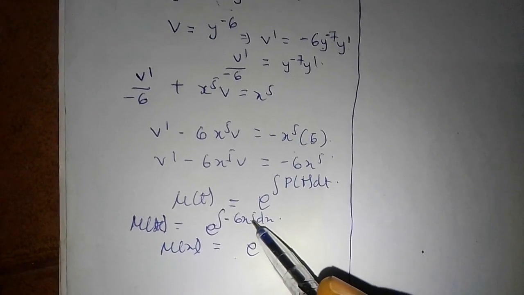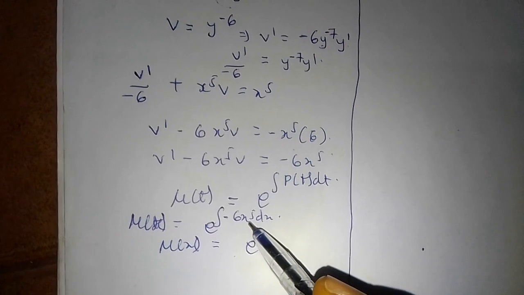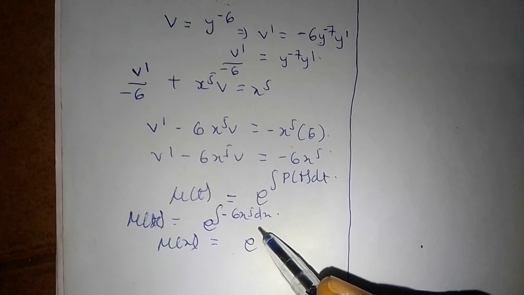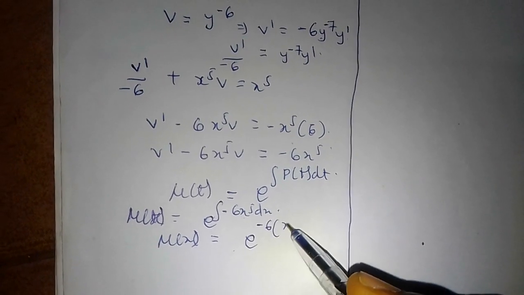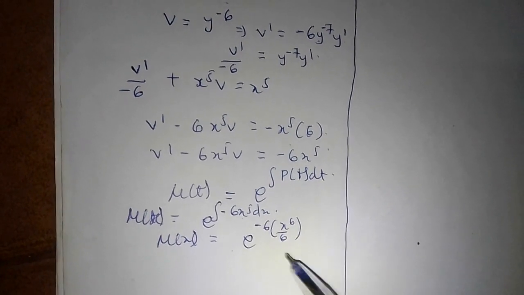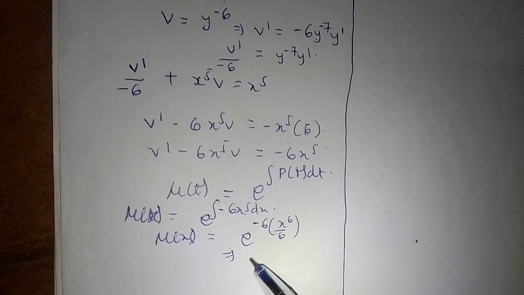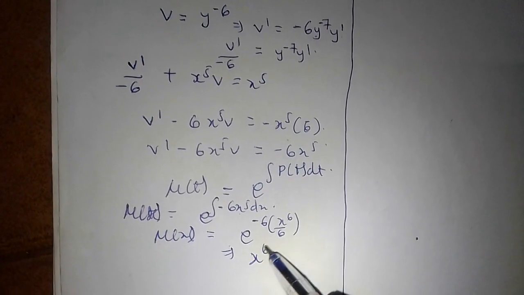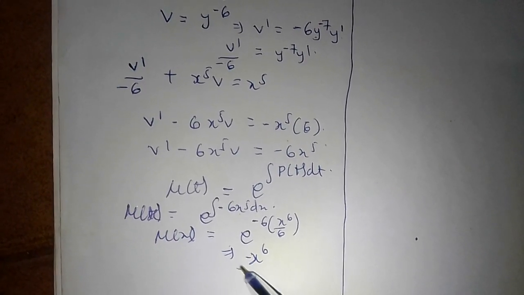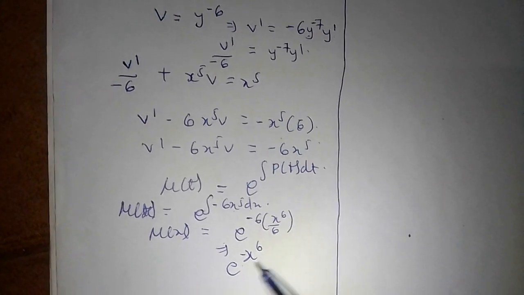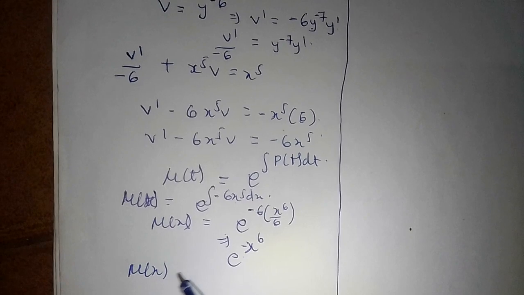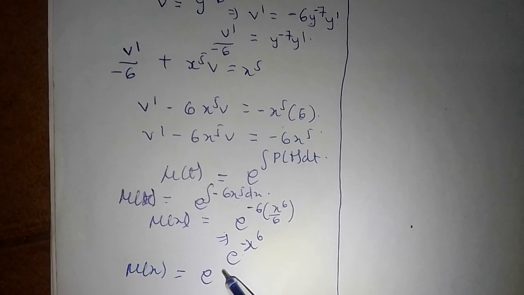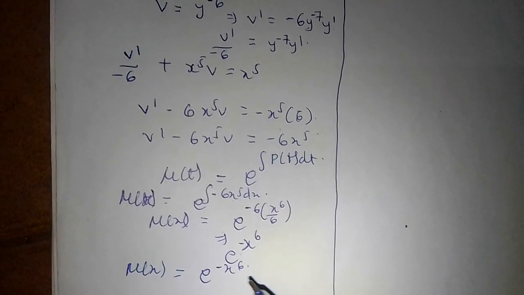The integral of x to the power 5 is x to the power 6 on 6, and the 6 will cancel. So it's going to give us negative 6 multiplied by x to the power 6 on 6, and that will give us negative x to the power 6, then e to the power this whole function. So our integrating factor mu of x here will be equal to e to the power negative x to the power 6.